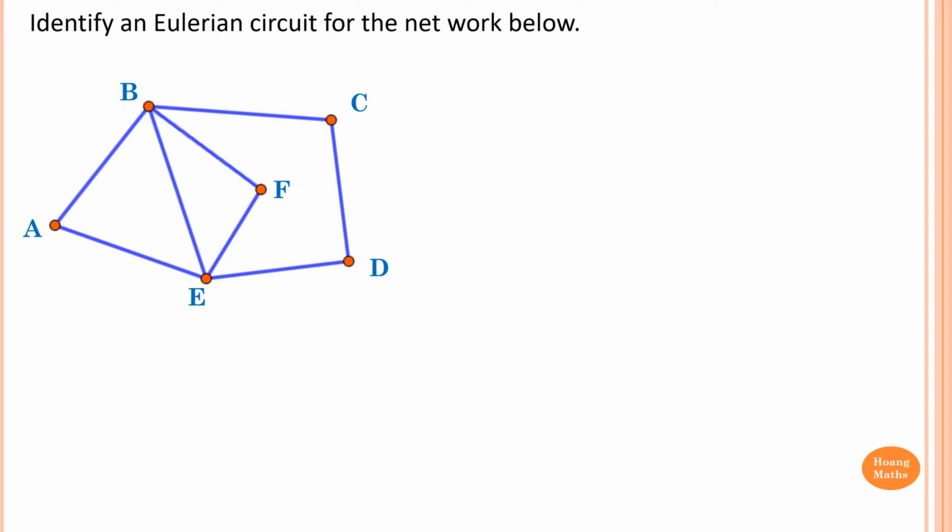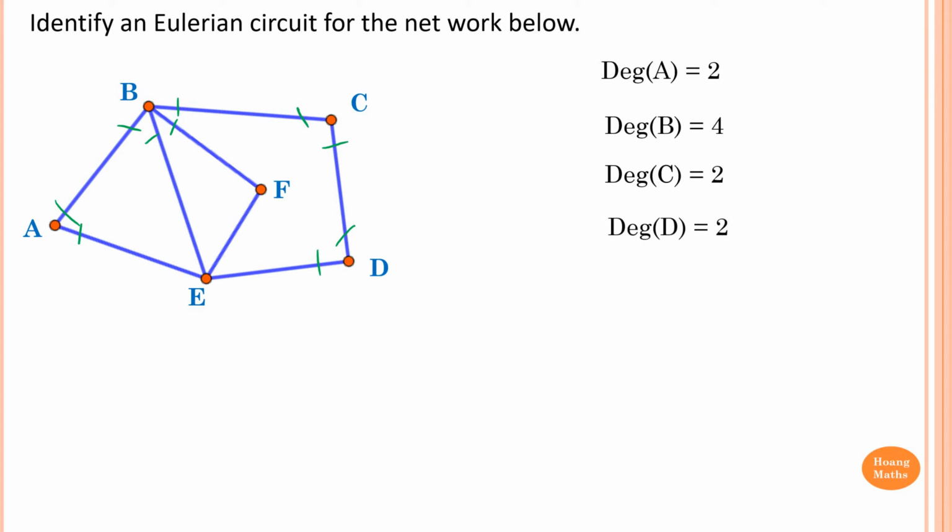Let's start from I. On vertex I, we have 1, 2, so the degree of 2. And vertex B, we have 1, 2, 3, 4, so the degree of 4. And for C, we have 1, 2, so the degree of 2. For D, 1, 2, so the degree of 2. And for E, we have 1, 2, 3, 4, so the degree of 4. And for F, we have 1, 2, so the degree of 2.